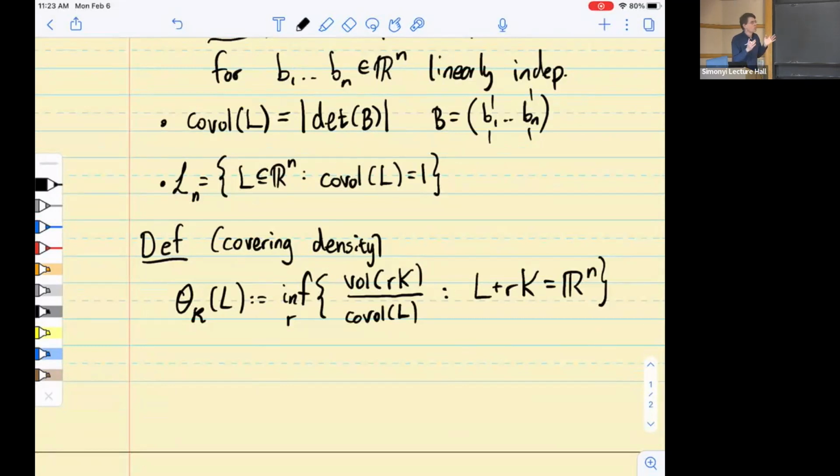The best is 1. This is what you get with cubes. If I get cubes, I just tile the space. This would be just 1 because the volume equals the covolume.